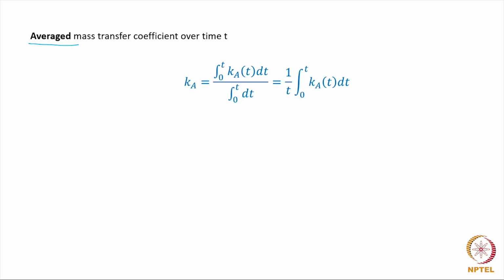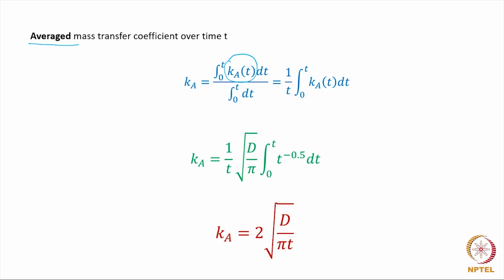So when we want to average, basically what we take is whatever we want to average, we integrate with respect to time and divide by the total time over which we have to average. So the denominator is actually t itself, so we substitute the expression for k, and that's what we have done here. And then when we evaluate, we get 2 times root of d by pi t. So this expression is then giving you an average.